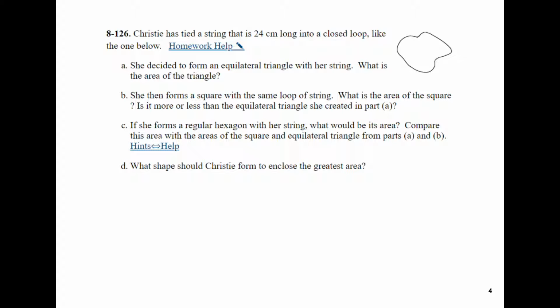So an equilateral triangle, remember, means all of our sides are the same. If we know the string was 24 centimeters long, we could take 24 and divide that by 3, which would tell us that each side of our triangle is 8 centimeters.